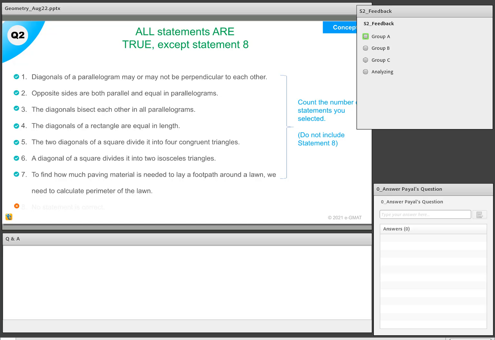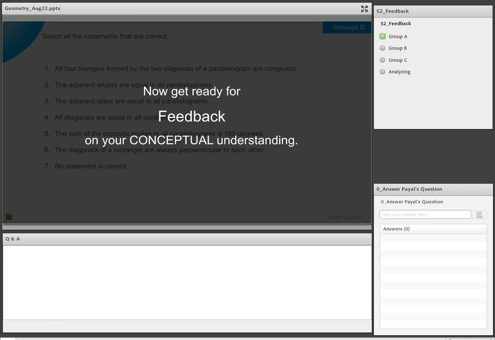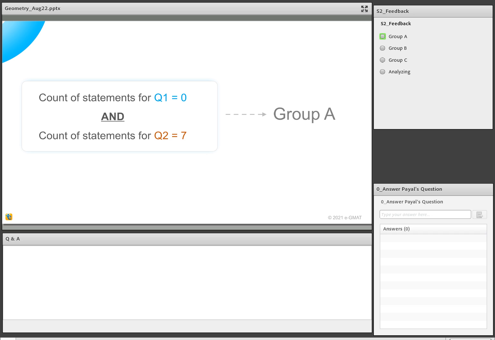So let me open the poll, and don't mark an answer as of now. Let me get to the slide over here. Let's now get feedback on your current level of conceptual clarity. If the number of statements that you marked in question number 1 is equal to 0, and the number of statements that you marked for question number 2 is 7, you belong to group A. So everyone who belongs to group A, just tick that group A option that you can see in the poll.